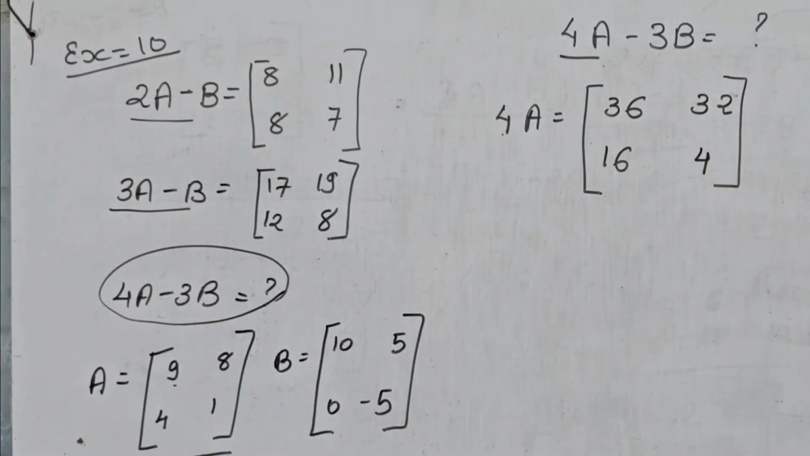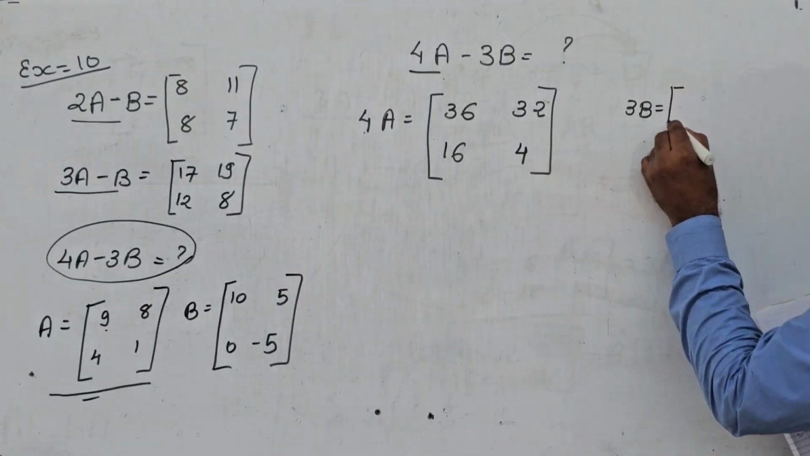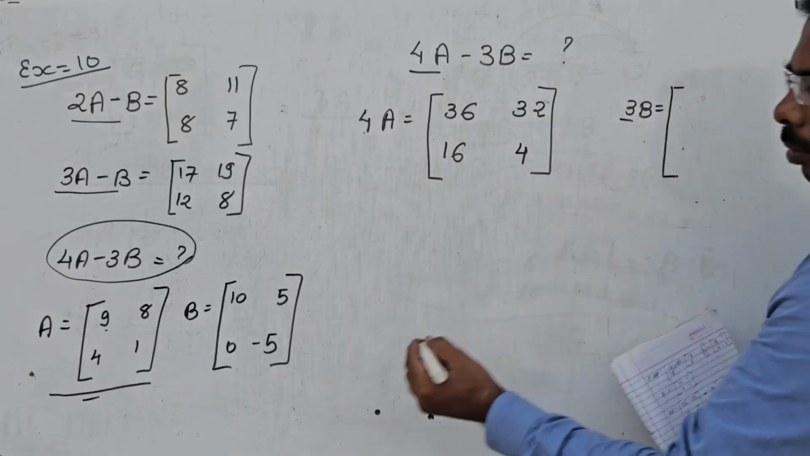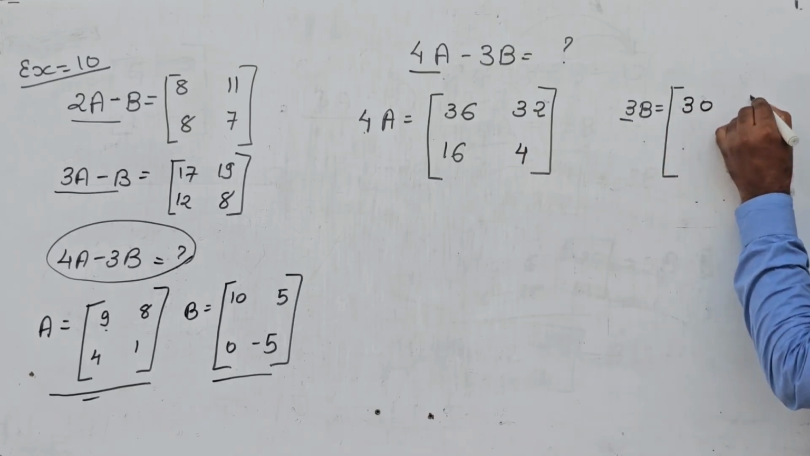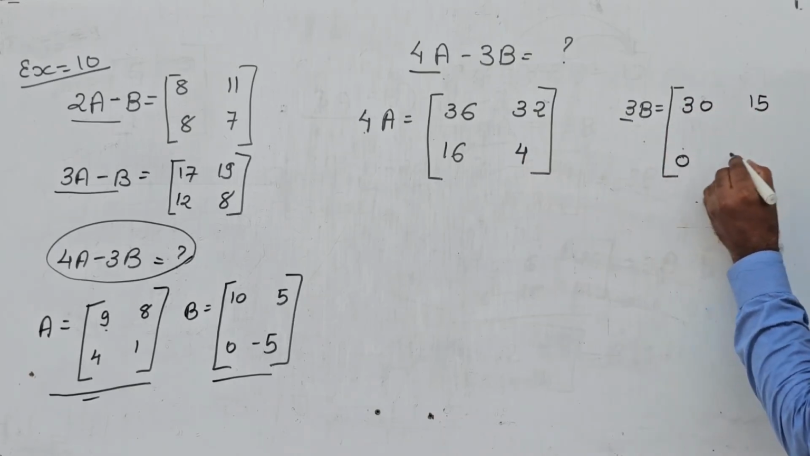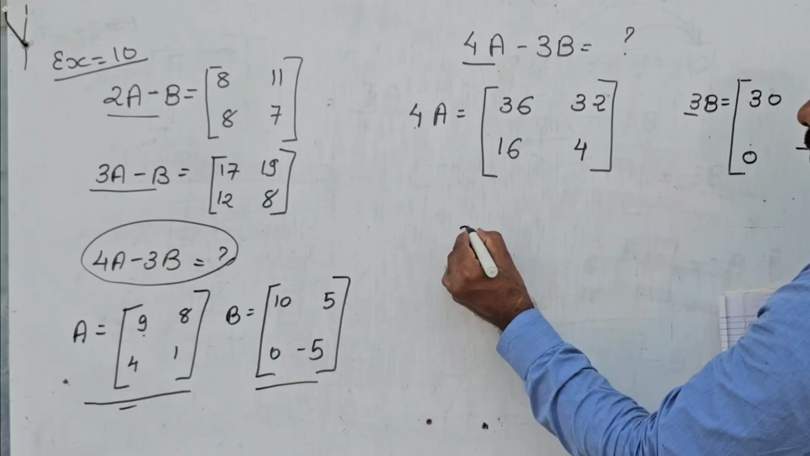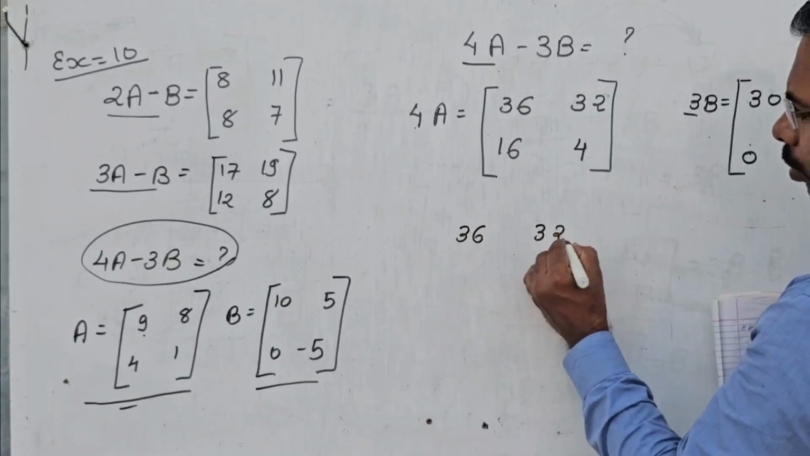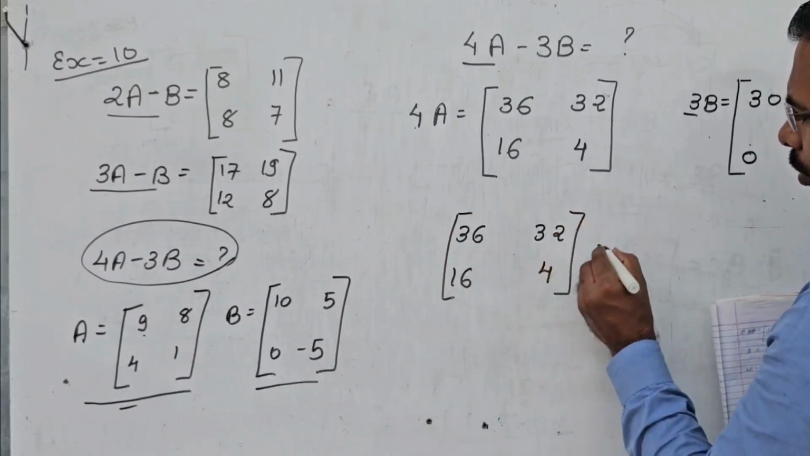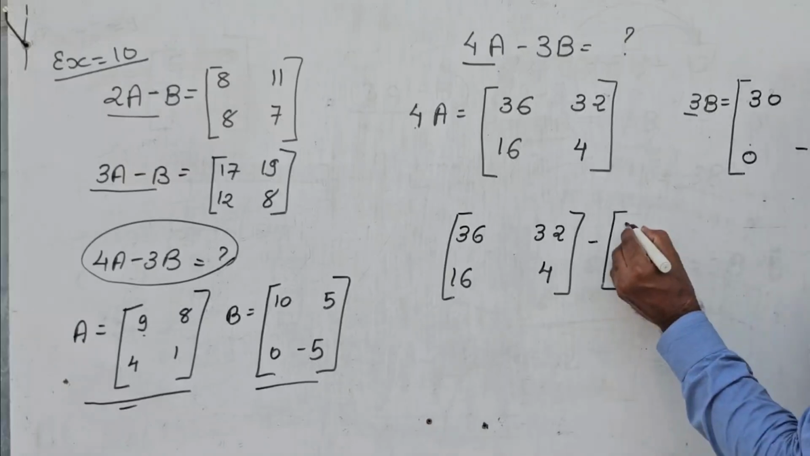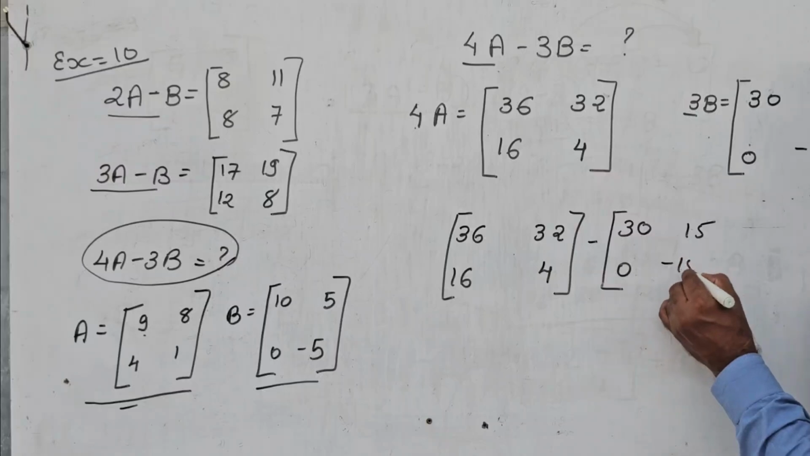Now we have to find out 3B. So matrix B will be multiplied with 3. So 10 into 3 that is 30, 5 into 3 that is 15, 0 into 3 is 0 and minus 5 into 3 is minus 15. Now we will deduct 4A minus 3B. So [36, 32; 16, 4] minus [30, 15; 0, -15].